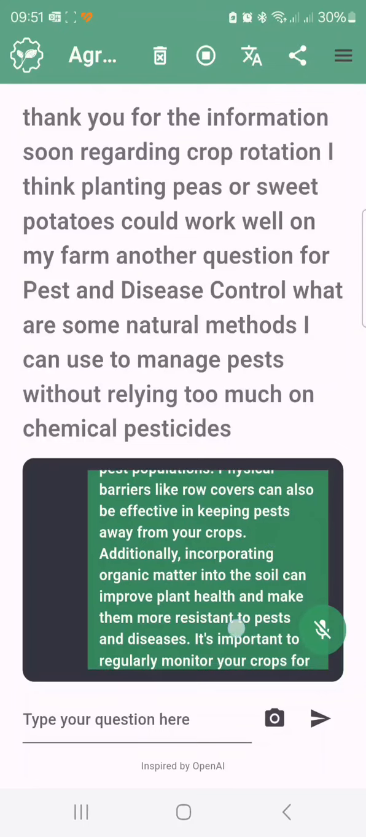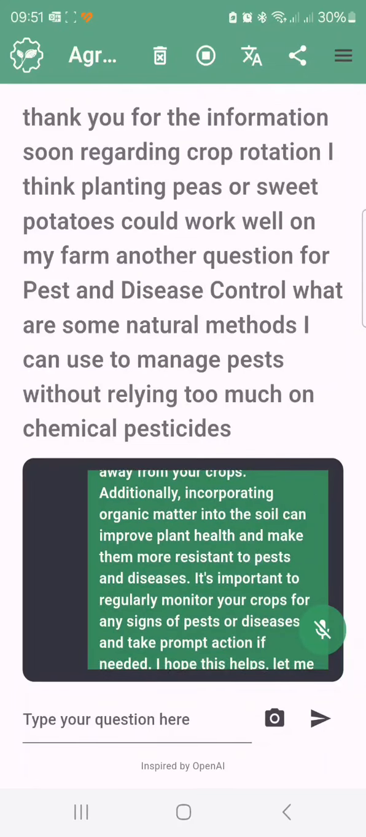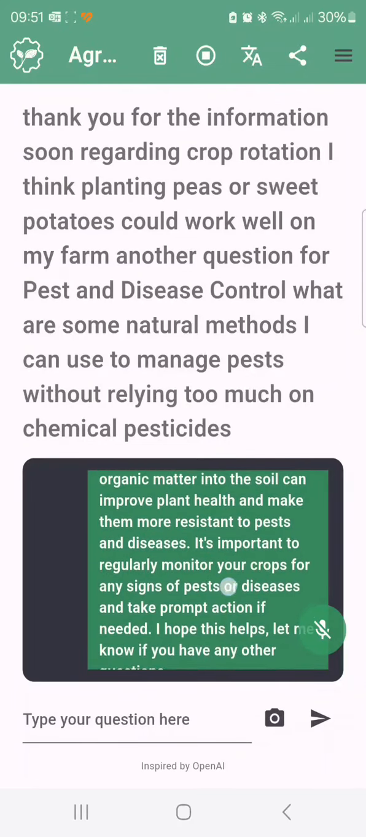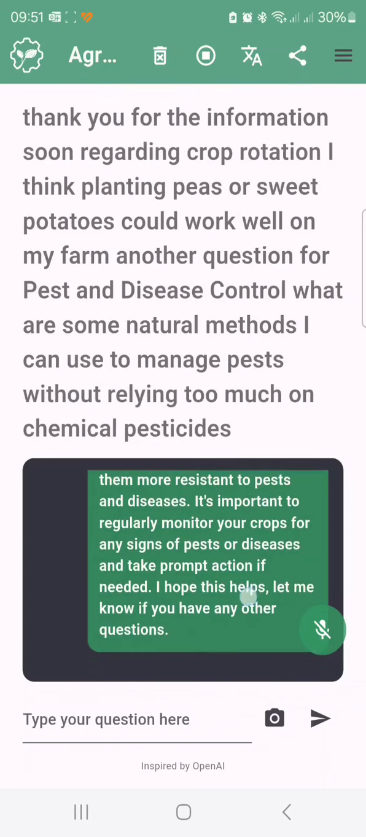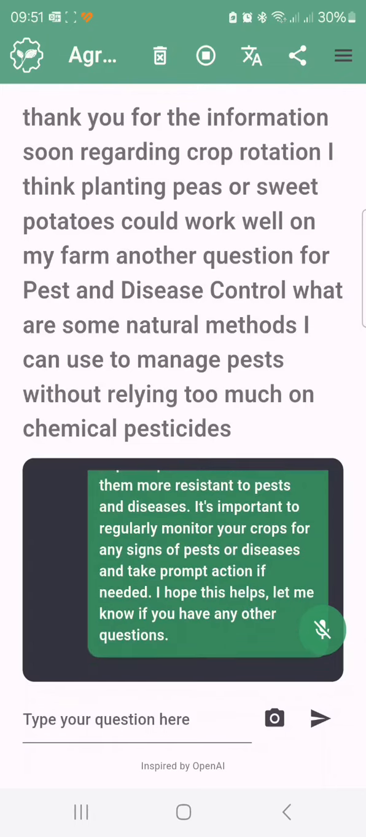Additionally, incorporating organic matter into the soil can improve plant health and make them more resistant to pests and diseases. It's important to regularly monitor your crops for any signs of pests or diseases and take prompt action if needed. I hope this helps. Let me know if you have any other questions.